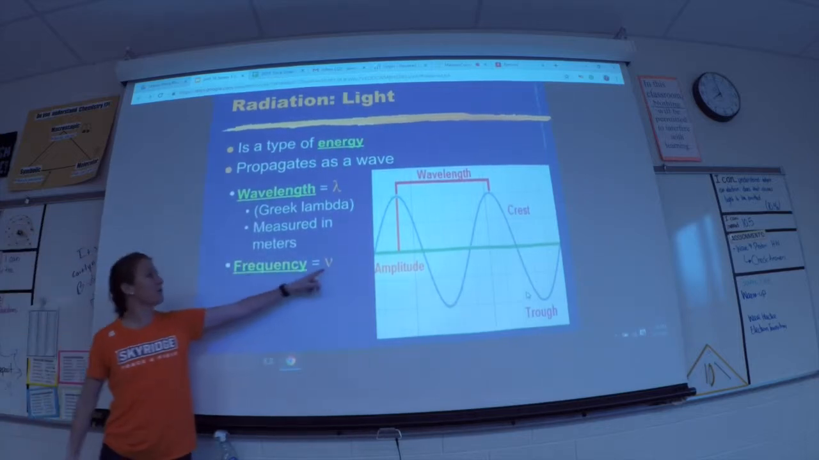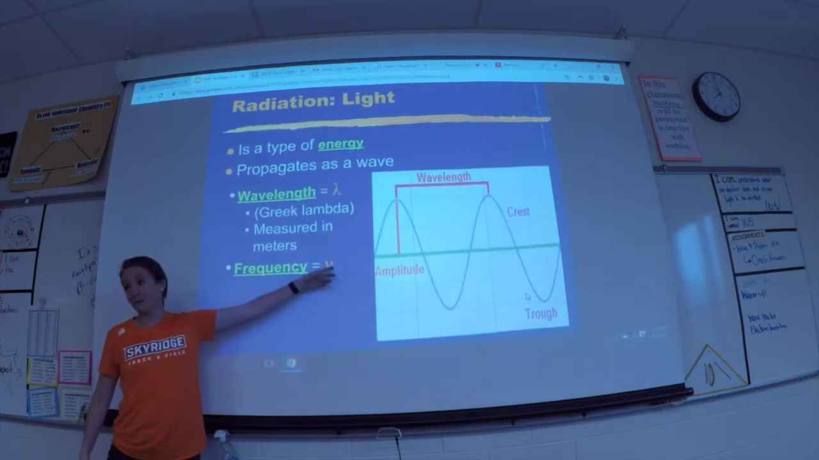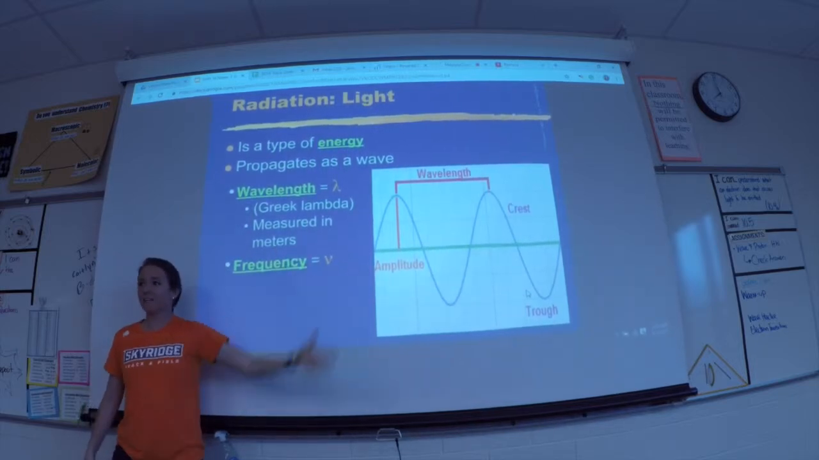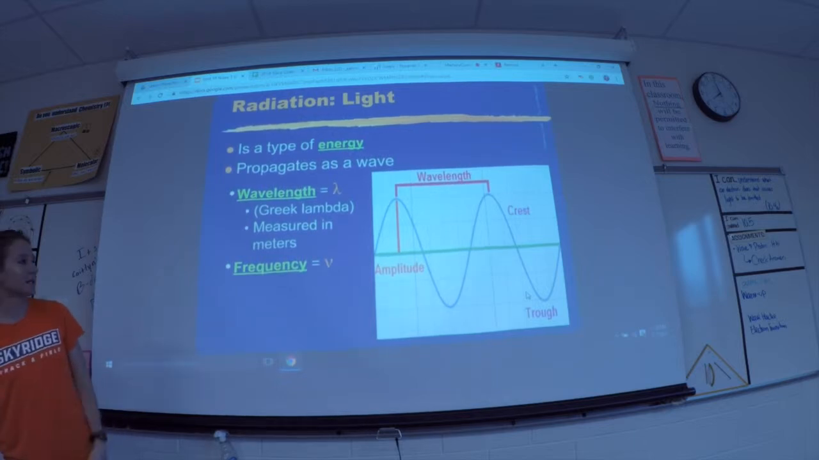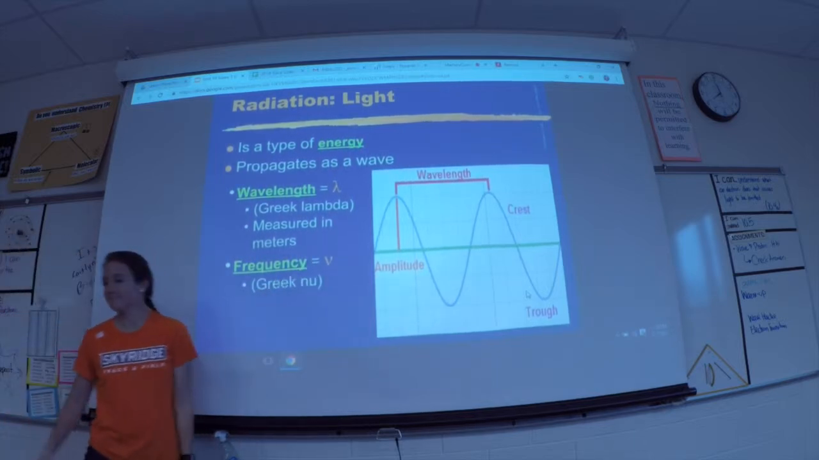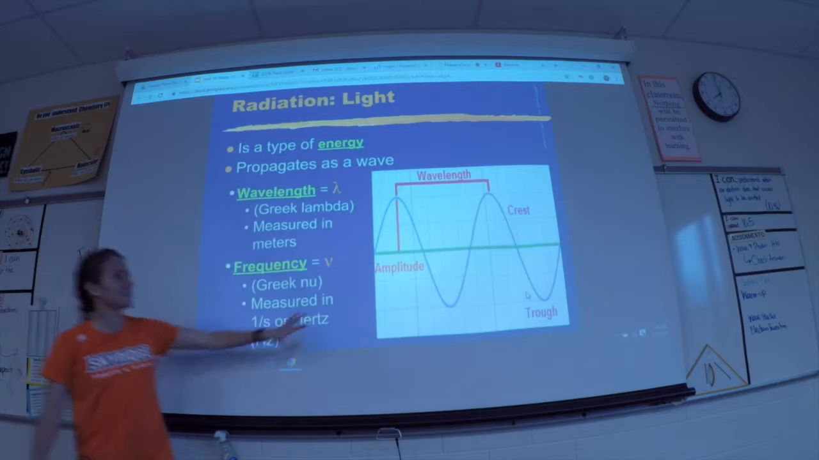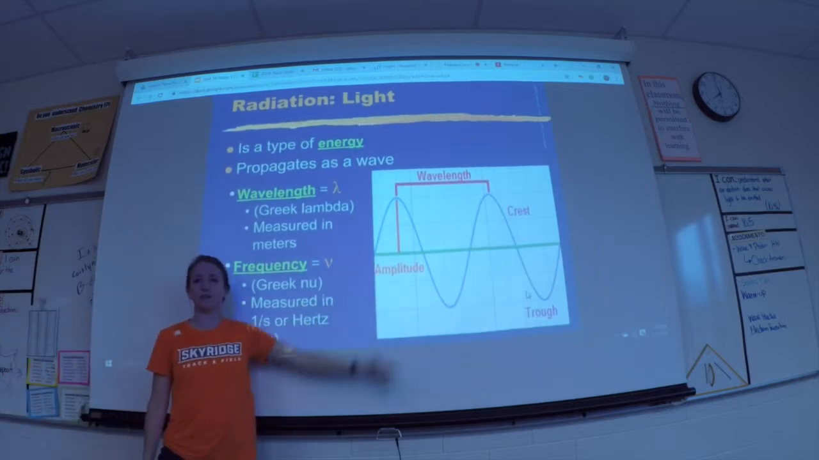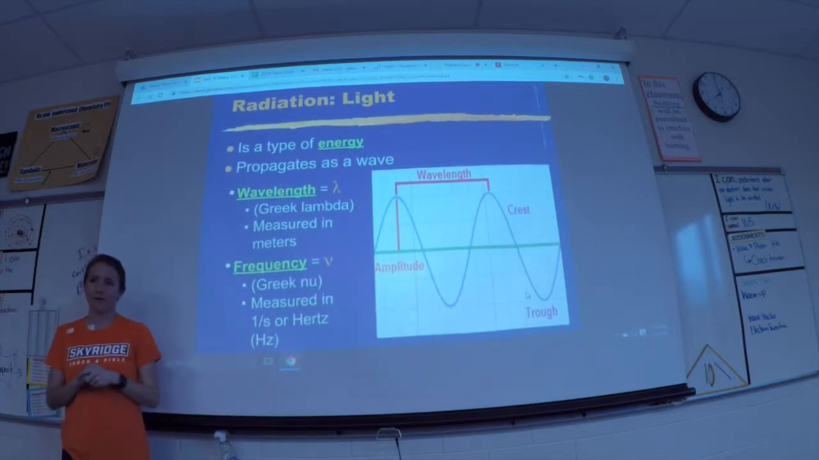Frequency's symbol is also a Greek symbol. It looks like a V. It's actually the Greek symbol nu, but that's the symbol for frequency. Now, frequency isn't on our graph because you can't draw it on a 2D non-moving picture. Does anyone know what frequency is or how to describe it?